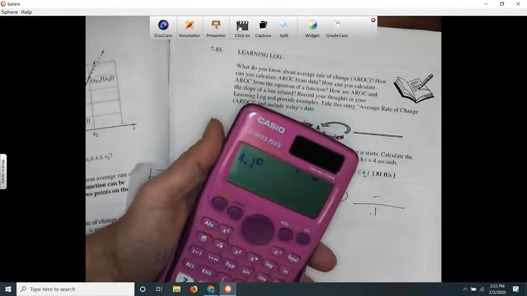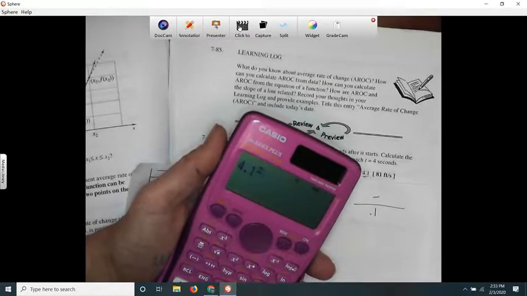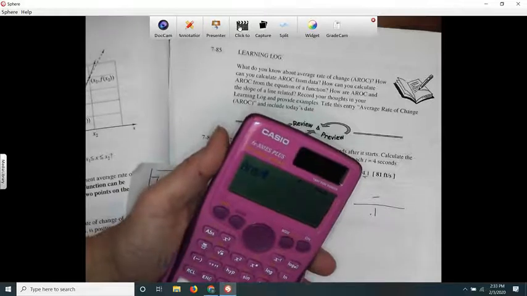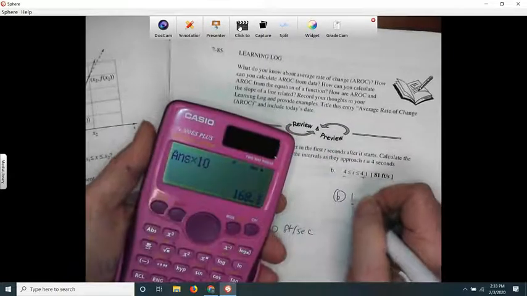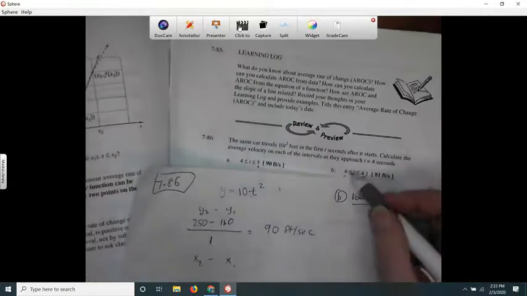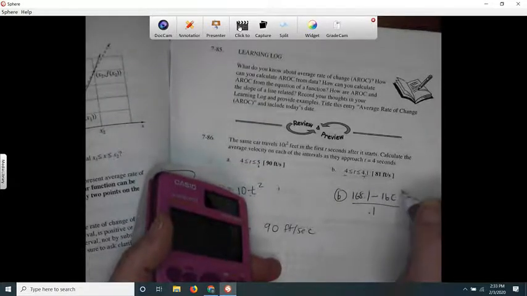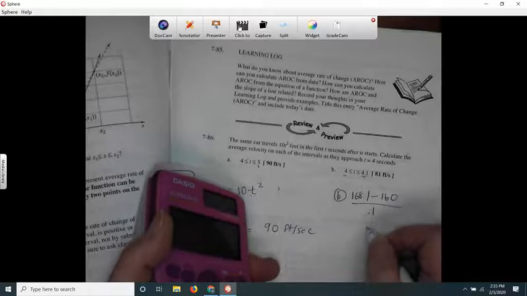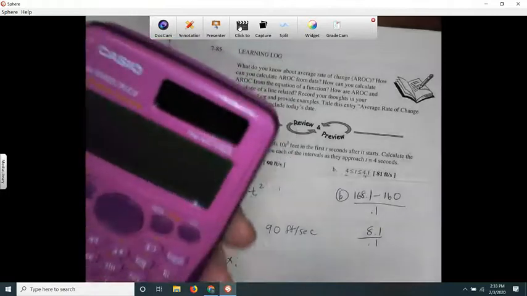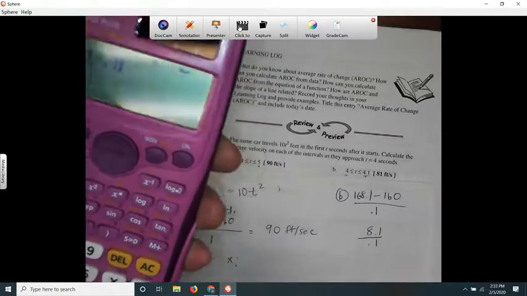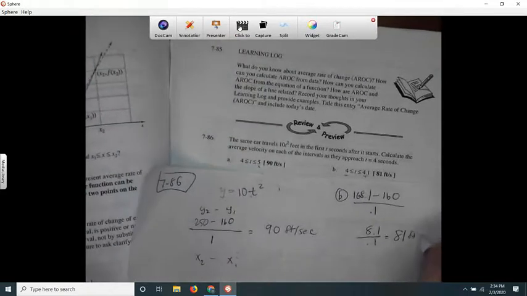4.1 squared times 10 gives me 168.1. And then 4 squared is 16 times 10, that's 160. So I think that gives me 8.1 divided by 0.1. And doesn't that get just, let's see, 8.1 divided by 0.1, that's 81. And then those are feet per second.